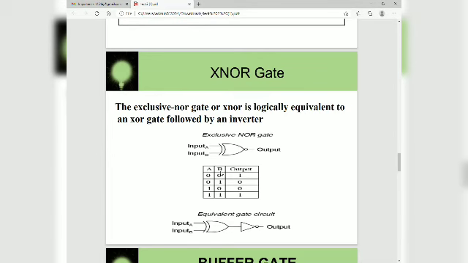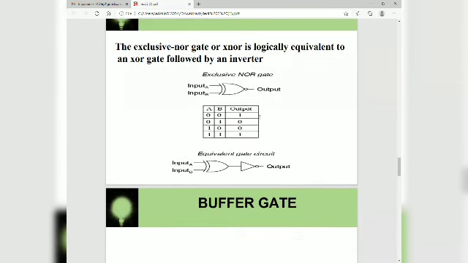So the truth table is here. A and B are the input and this is the output. If A is equal to 0, B is equal to 0, then output is 1. If A is equal to 0, B is equal to 1, then output is 0. If A is equal to 1, B is equal to 0, then output 0. If A is equal to 1, B is equal to 1, then output 1. This is all about the XNOR gate.